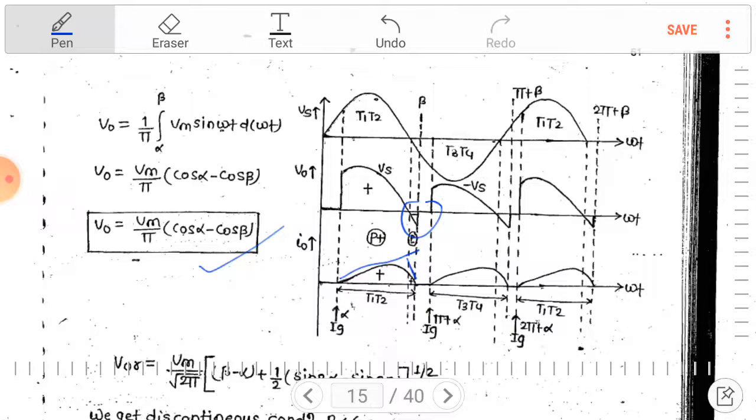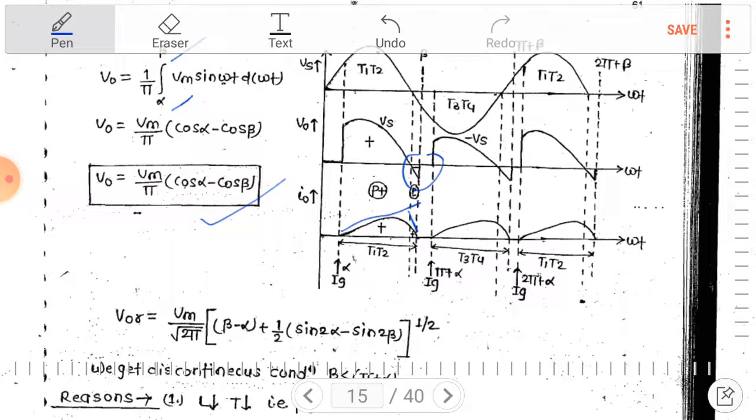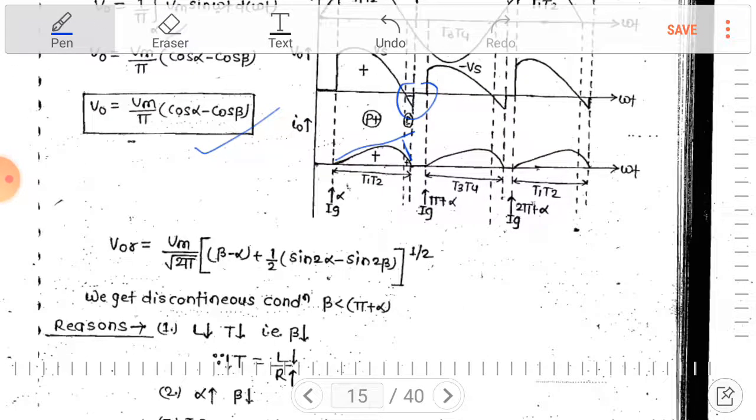The average output voltage V output can be derived by using the formula 1 by time period. Here the time period is also pi, and we integrate from alpha to beta. Here the lower limit is alpha, the upper limit is beta. So V output is Vm by pi into cos alpha minus cos beta. We can get this formula by using the general expression Vm by root 2 into time period, upper minus lower, plus half, 2 lower minus 2 upper, power 1 by 2.